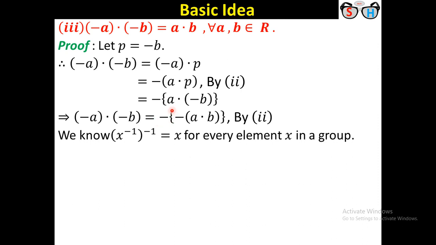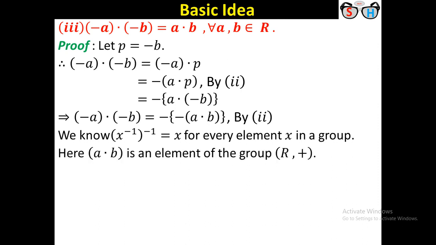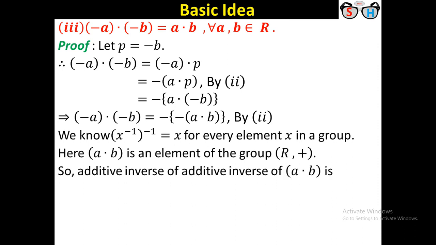Again, the minus of the terms in the second bracket is the inverse of the terms in the second bracket. That is, the whole is the inverse of a dot b, that is, the double inverse of a dot b. That means a dot b. So here a dot b is an element of the group, so the additive inverse of a dot b is a dot b. That is, minus of a dot b equals a dot b.